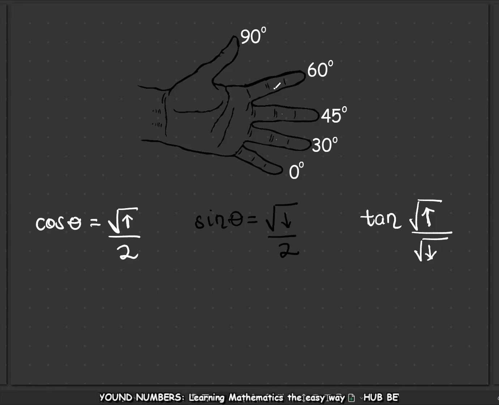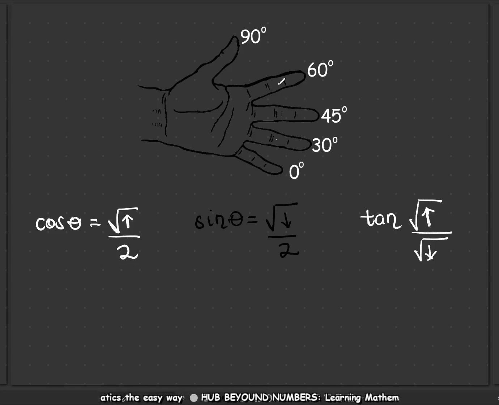So on your screen, we have the left hand, right? And you can also use your left hand. Now, you let your pinky finger, or the smallest finger, be 0 degrees, followed by 30, 45, 60, and then 90, right? So that is how we are going to do our representation.